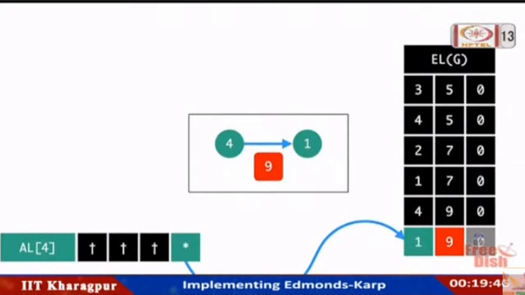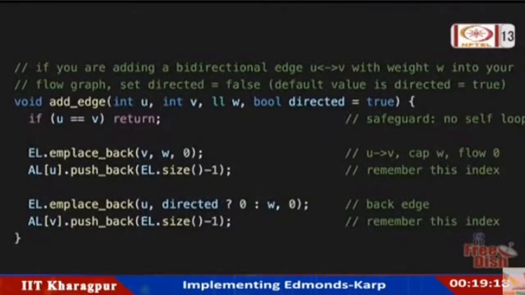So on the one hand, we have the edge list. The edge list is storing the information about the tails of the edges and the capacity and the flow. It's storing these three pieces of information. And the adjacency list for the head of the edge, which is from where the edge is originating, is essentially going to have a pointer to the entry in the edge list that is recording the tail of the edge. So you could now go back and tally this picture with the code.